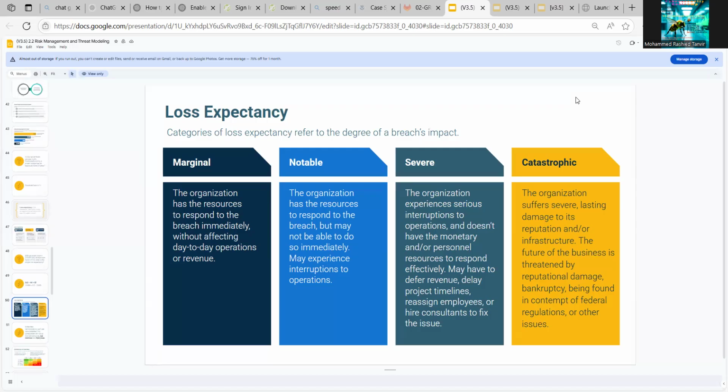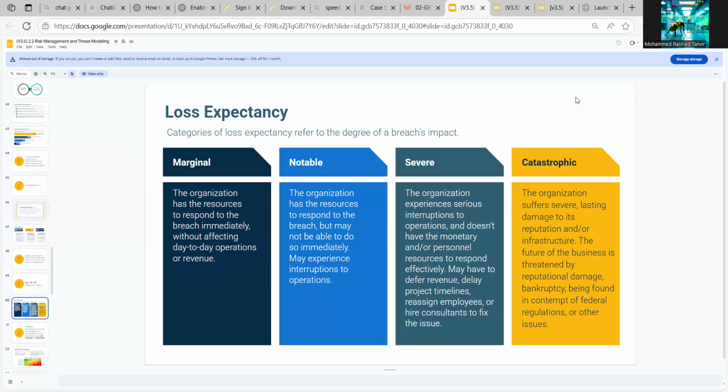may experience interruption to operation. Severe: the organization experiences serious interruption to operation and doesn't have the monetary and/or personnel resources to respond effectively, may have to defer revenue, delay project timelines, reassign employees, or hire a consultancy to fix the issue.